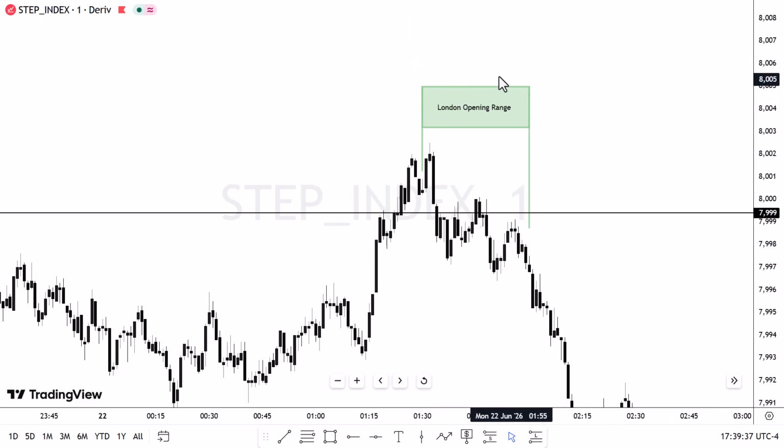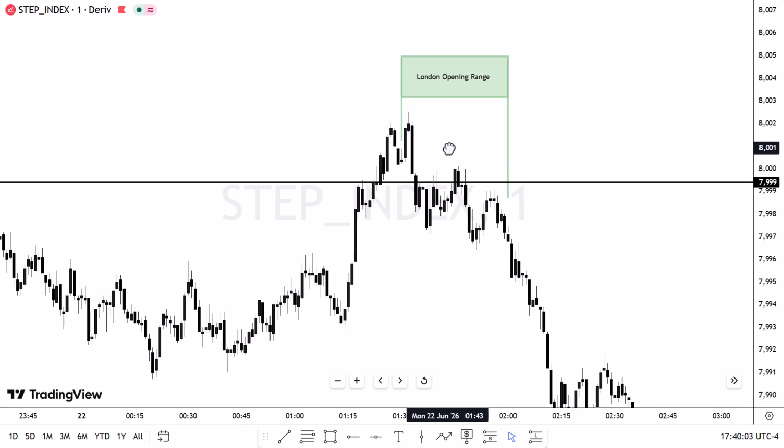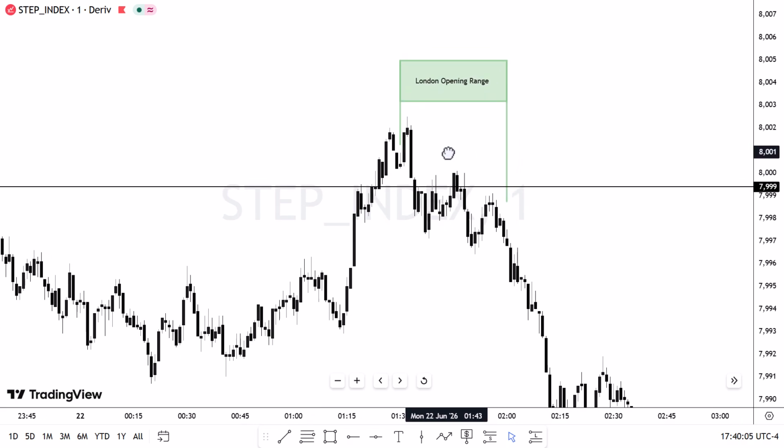This lipstick delineation that we are seeing here. I have drawn out the opening range for the London session. So this is the opening range. It's from 1:30 to 2 o'clock. Within this 30 minutes, I'm looking for a fair value gap that supports my bearish bias.